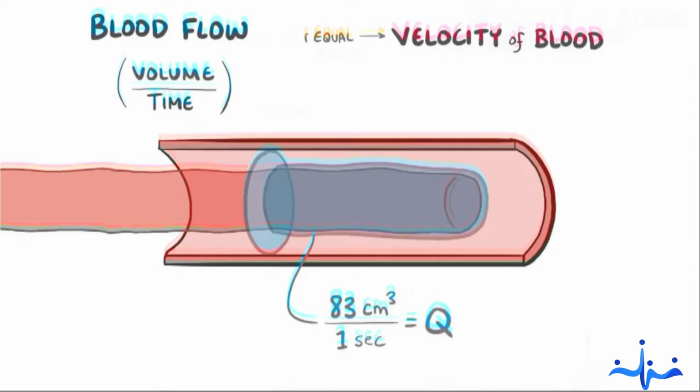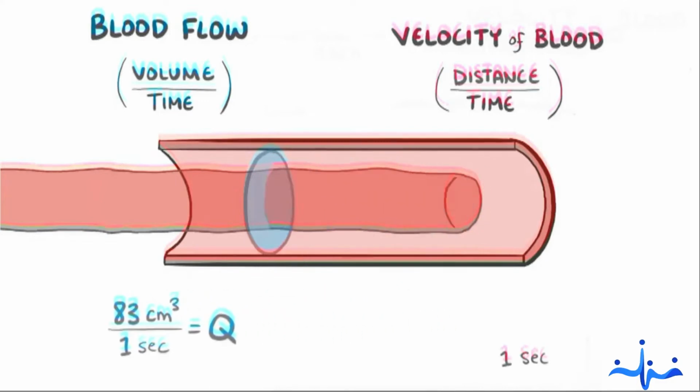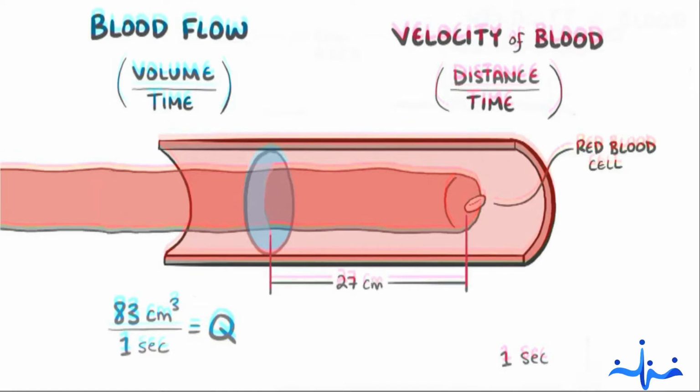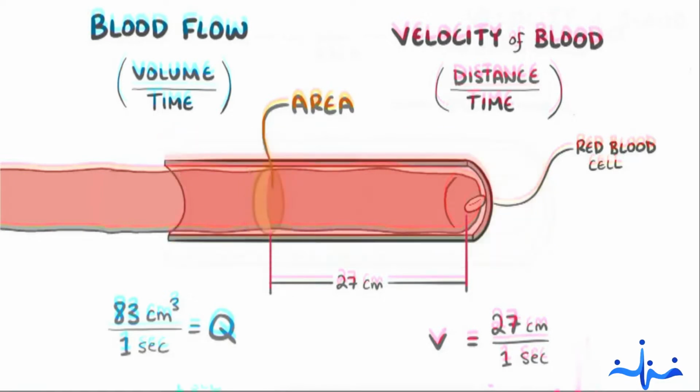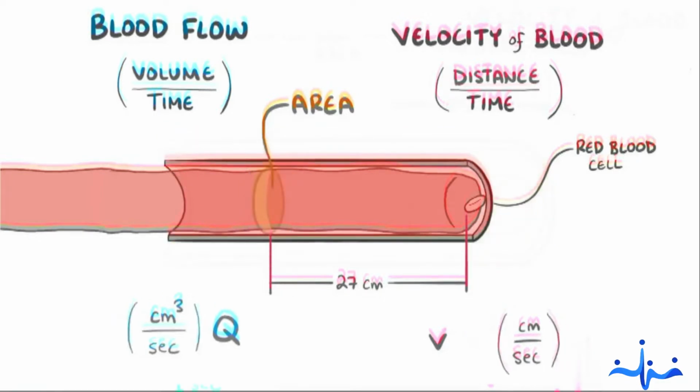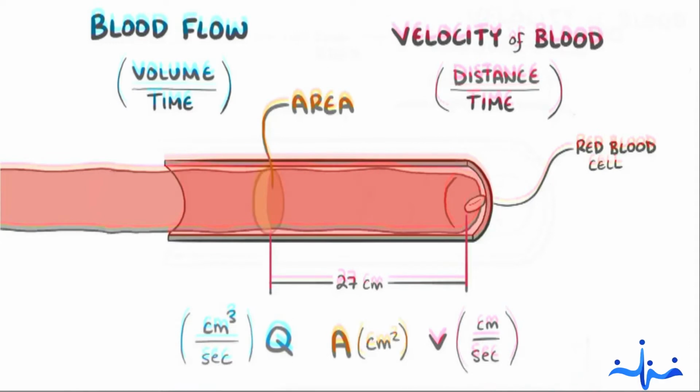Now, velocity, on the other hand, is the distance traveled in a certain amount of time. So maybe in that same 1 second, a red blood cell at the very edge here traveled a distance of 27 centimeters, meaning it would be moving 27 centimeters per second, represented by a lowercase v. Even though these aren't equal, they are related, and the last piece of this puzzle is area, specifically the cross-sectional area of the blood vessel, which in reality is the same as the blood cross-section, so it should look a little more like this. So based on units, since area is going to be expressed in centimeters squared, we see that the flow rate equals area times velocity.